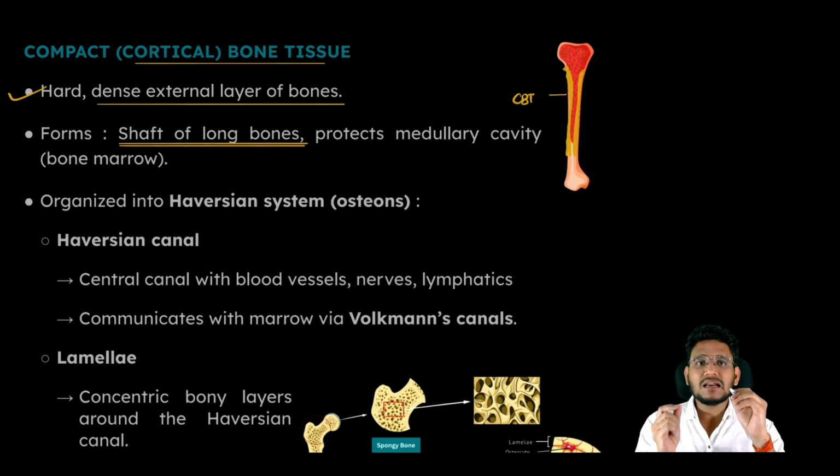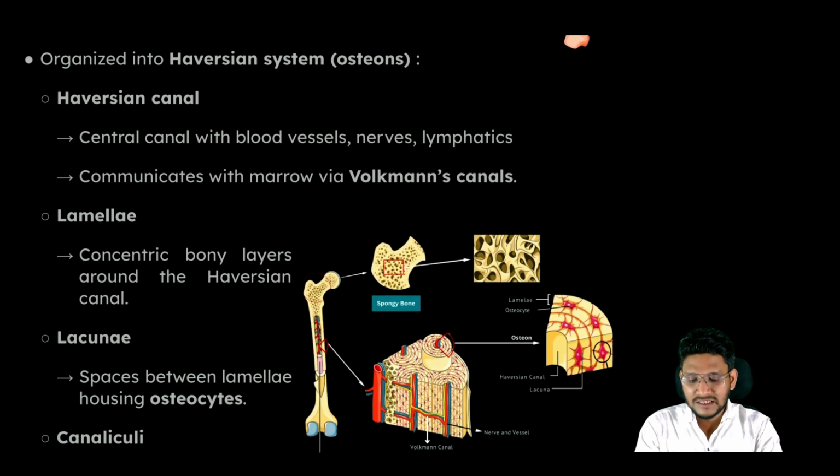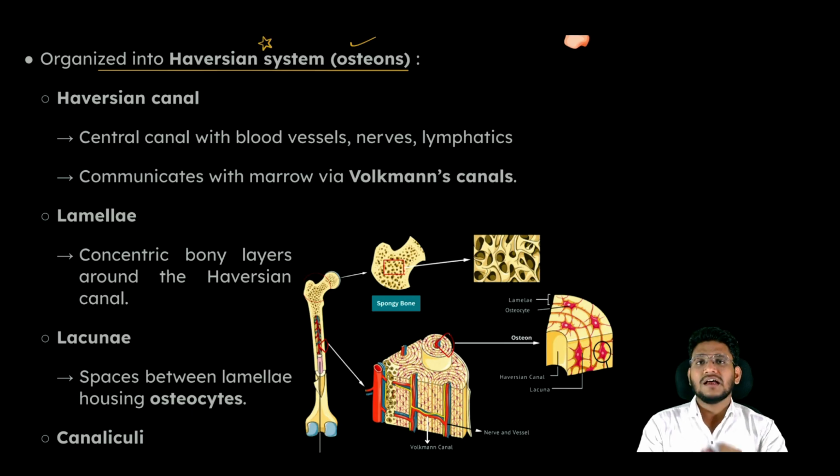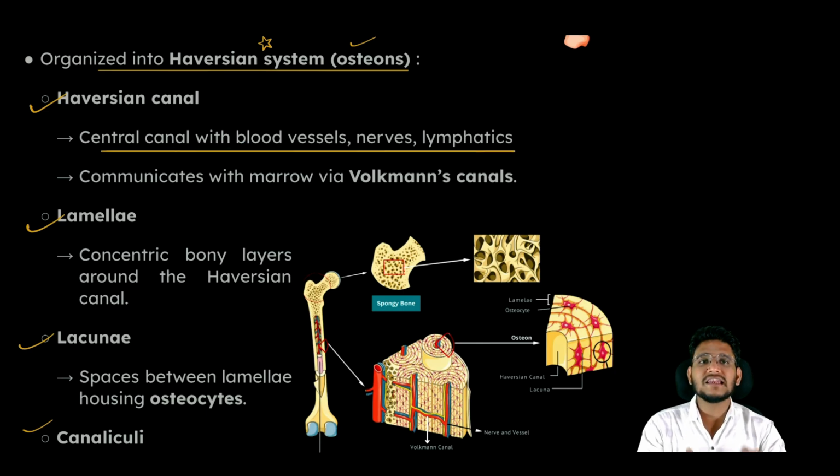This compact or cortical bone tissue is organized into Haversian system, and this is also called Osteon. This is very important. The compact or cortical bone tissue is organized into Haversian system, also called Osteon, and this Haversian system consists of Haversian canal, lamellae, lacunae, and canaliculi. The Haversian canal is the central canal with blood vessels and nerves along with lymphatics.